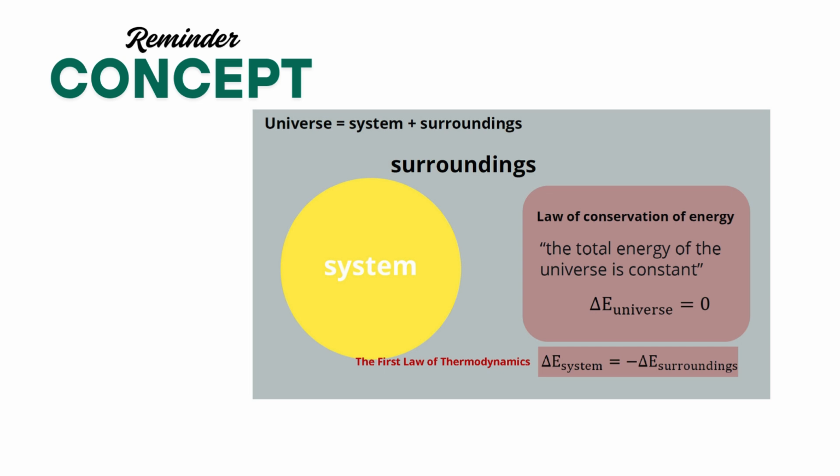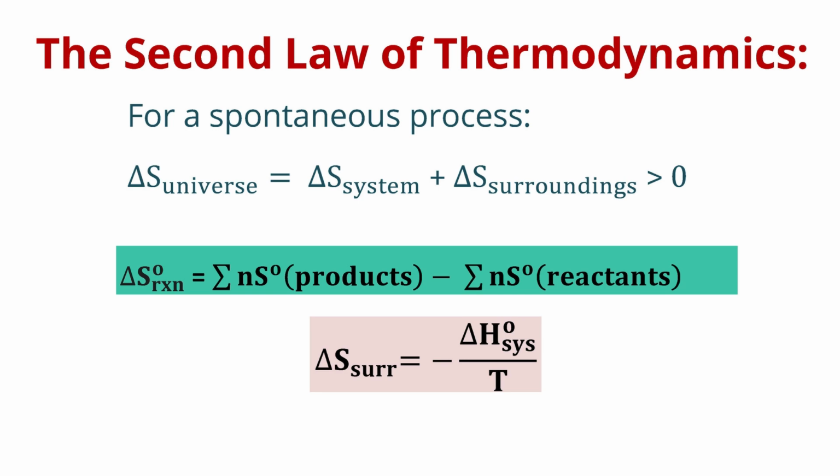Yeah, well, luckily we don't have to track the whole thing. For practical purposes, the universe is just our system plus its immediate surroundings. Everything else is too far away to be affected, usually. Okay, that's a bit more manageable. So delta S universe equals delta S system plus delta S surroundings. Exactly. And for a process to be spontaneous, that total delta S universe has to be positive, greater than 0. So overall disorder must increase.